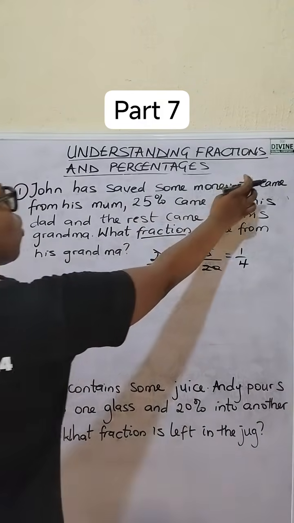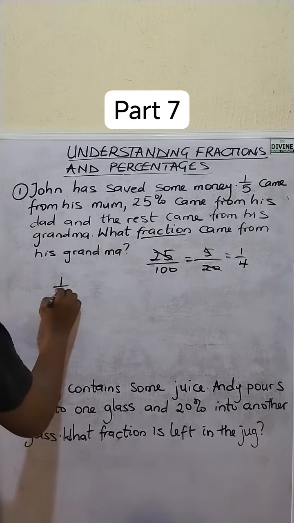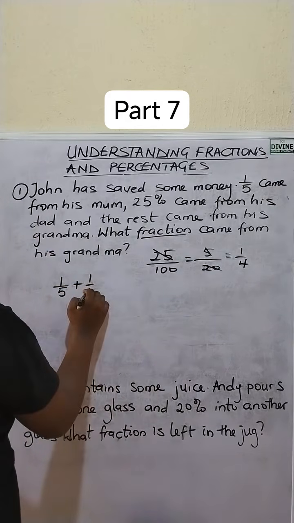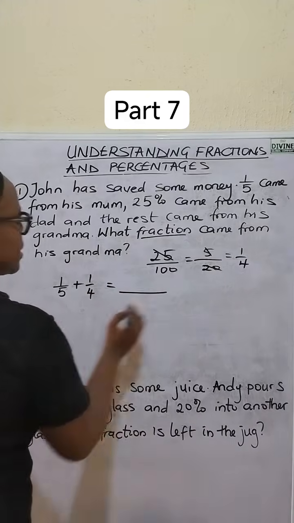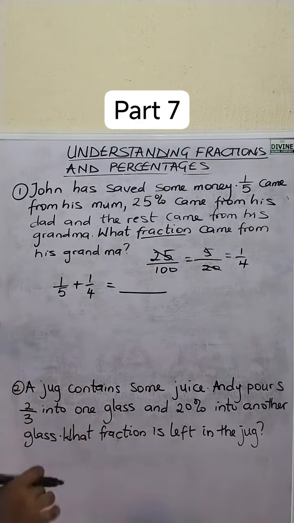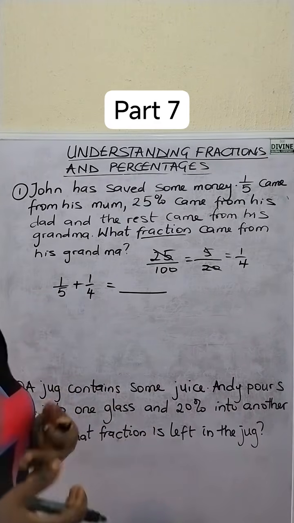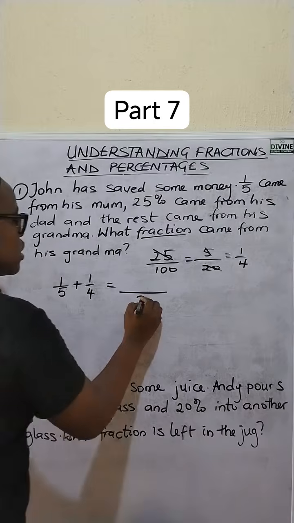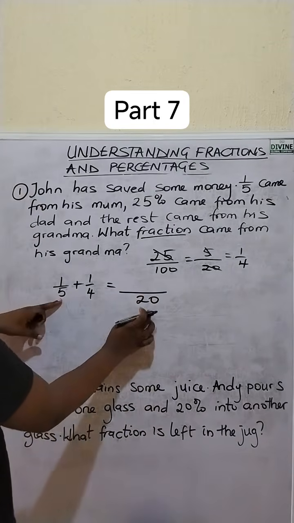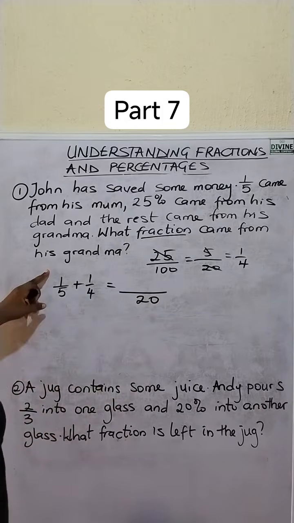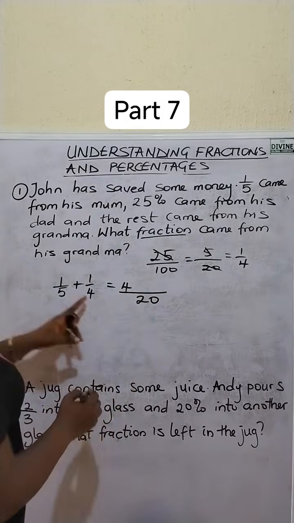Now, they said 1/5 came from his mom plus the one that came from his dad, 1/4. We are dealing with fractions that have two different denominators. So the LCM of these two denominators, or their common multiple, is 20. If 5 changes to 20, what does 1 change to? 5 times 4 will give us 20. That means 1 times 4 will give us 4.